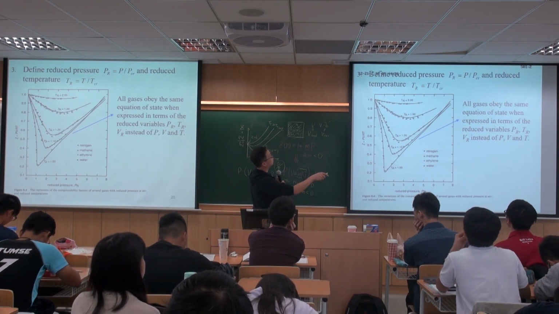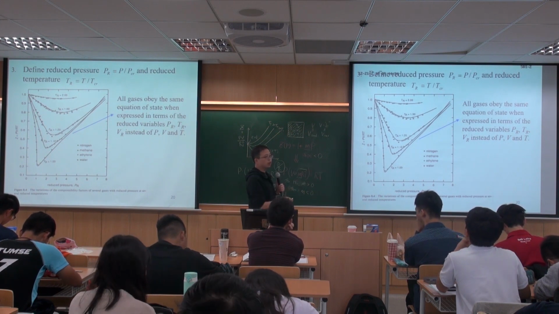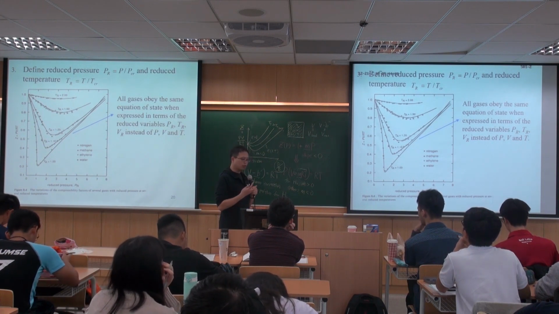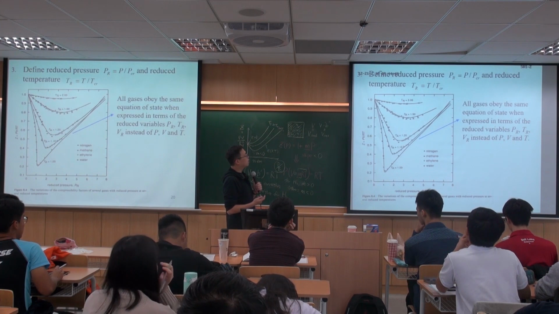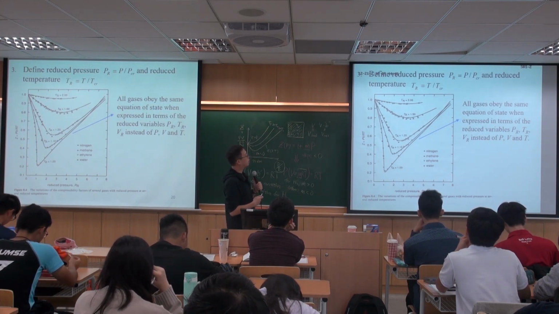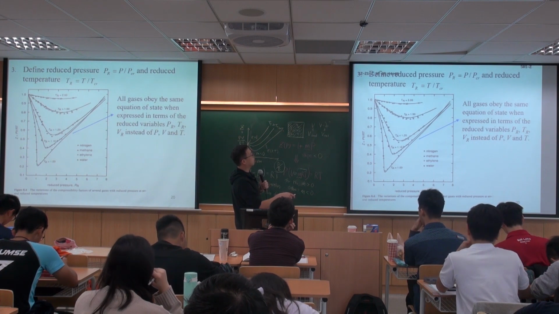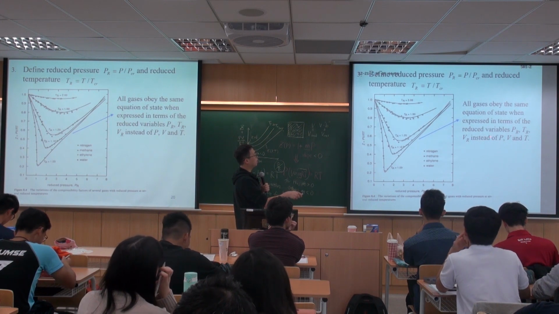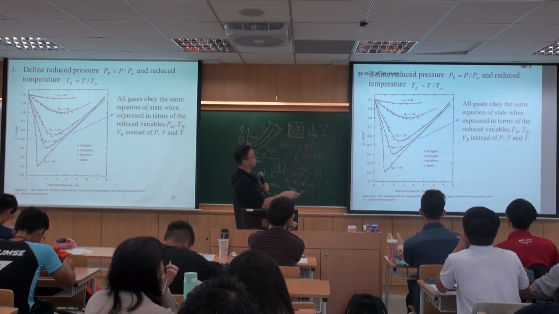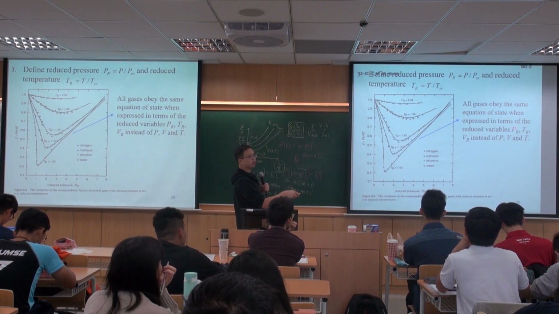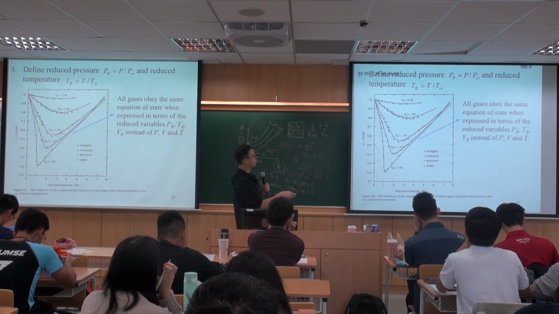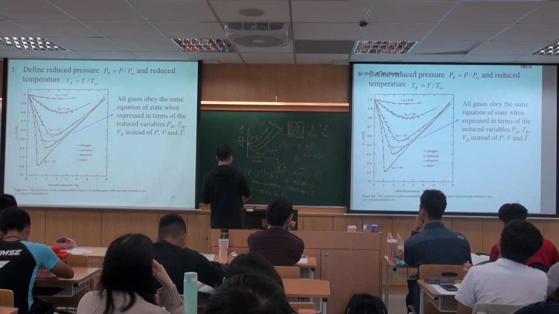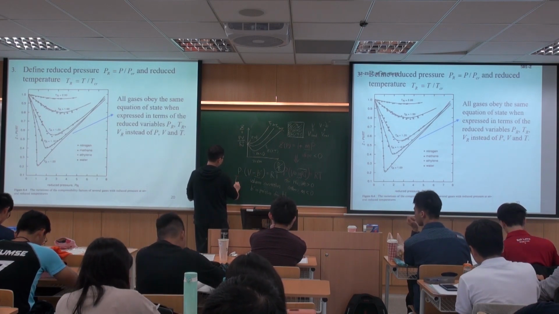And if we can figure out what the P critical and T criticals are for different kinds of gases, then we can describe their behavior using the same equation or the same gas state equation. So all gases obey the same equation of state when expressed in terms of the reduced variables. And reduced variables means that you're using P over P critical and T over T critical and V over V critical.